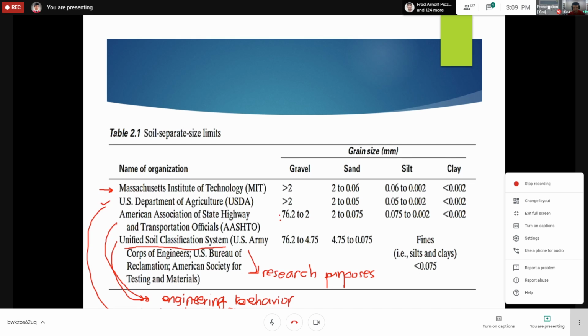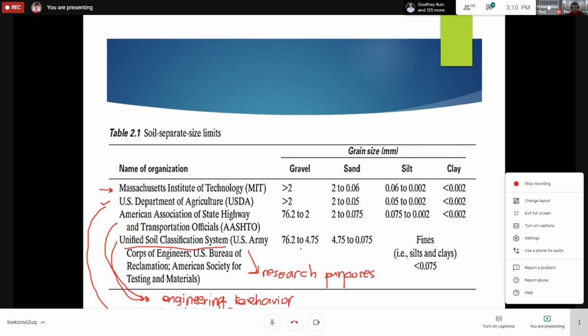But in AASHTO, the limit of gravel is different. Up to 76.2 mm only is their gravel. So greater than this number, it could probably be classified as boulders or cobbles. So it's no longer gravel, right? Because it's big already. Now, the difference in the gravel for the USCS is that its limit is up until 4.75 mm only for the size of gravel.